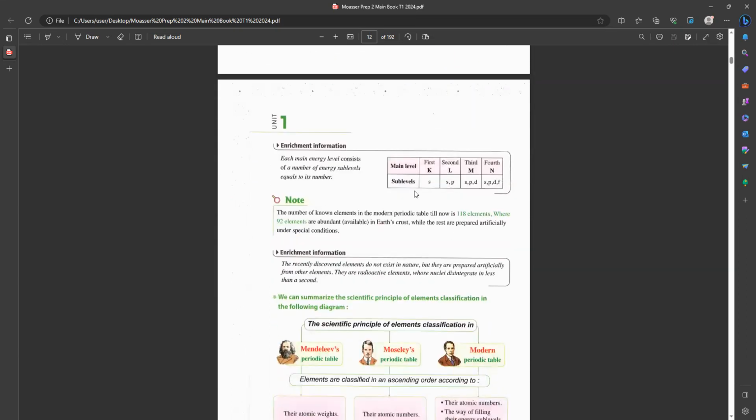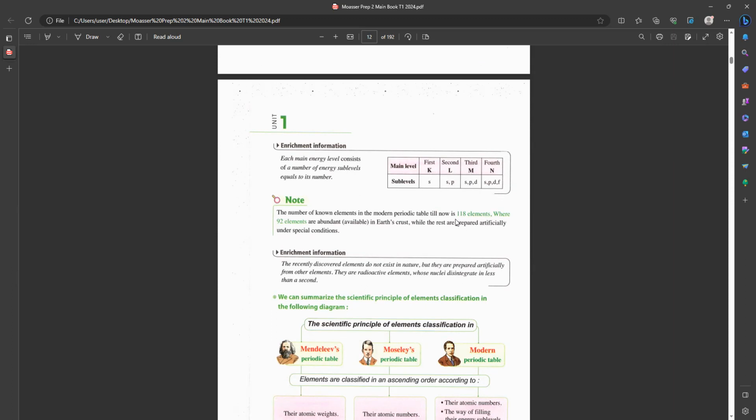They found that each main energy level has a set number of sub-energy levels. K, the first main energy level, has one sub-energy level. The second one, L, has 2 sub-levels. The third has 3 sub-levels. So each main energy level has its own number of sub-energy levels.